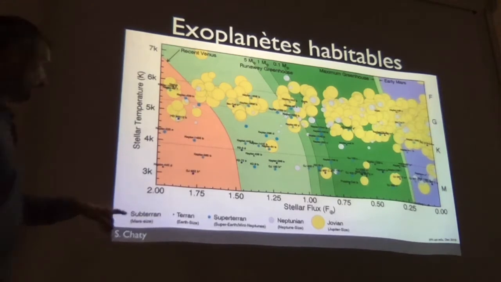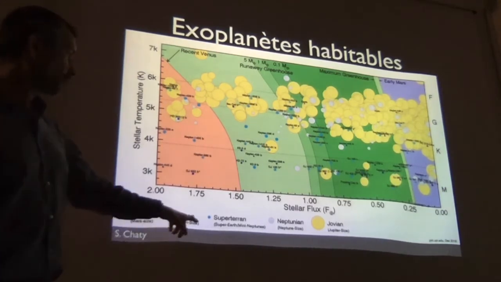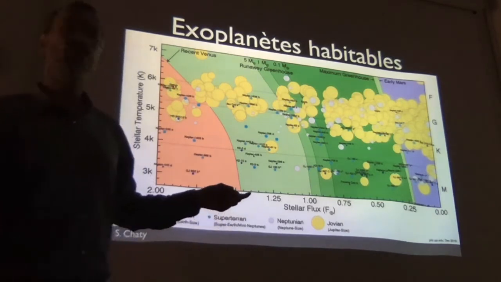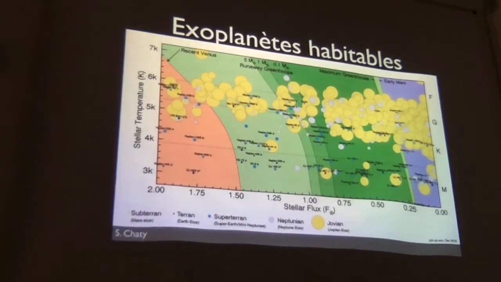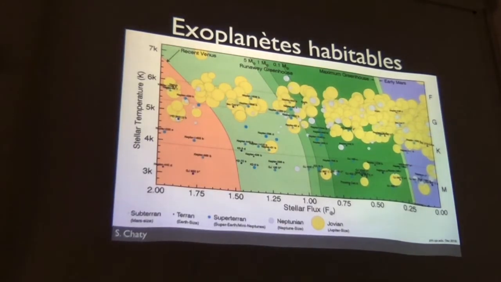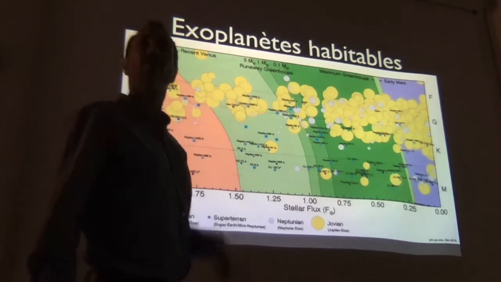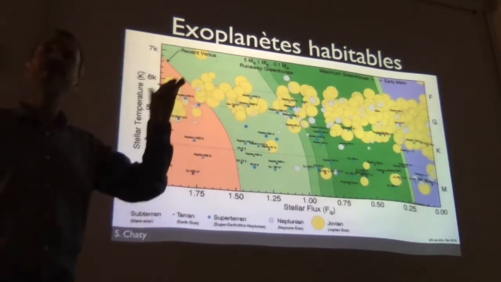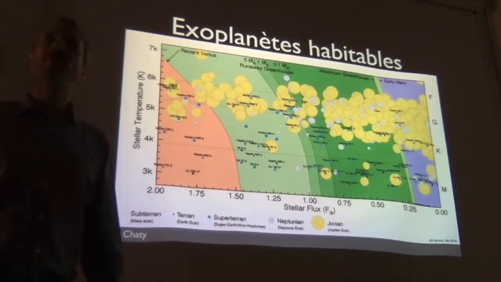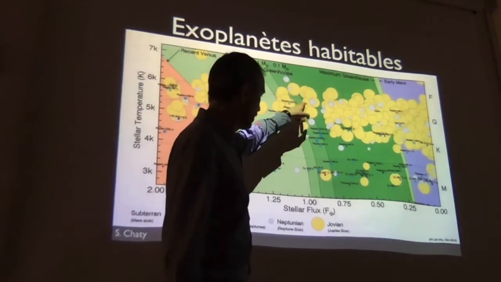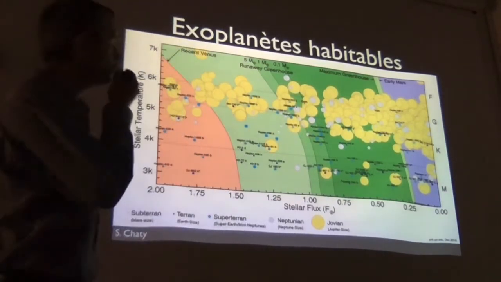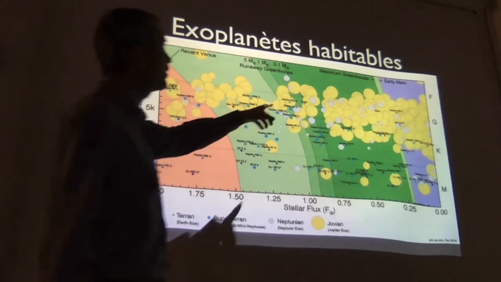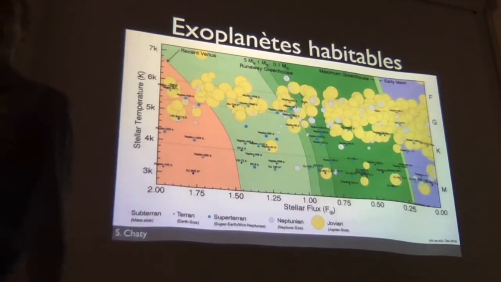On the size, you have the subterran planet, Mars size, terran planet, Earth size, superterran, which are the super-Earths or the mini-Neptunes, the Neptunian, the Neptune size, and the Jovian. And you see that there is a plethora of exoplanets. So this is a plot that shows you a bit more realistically the habitability zone for the planet. Where is the Earth? The Earth is here. So one stellar flux, 5,600 Kelvin. So we are happy because the Earth is inside the habitable zone with the greenhouse effect.